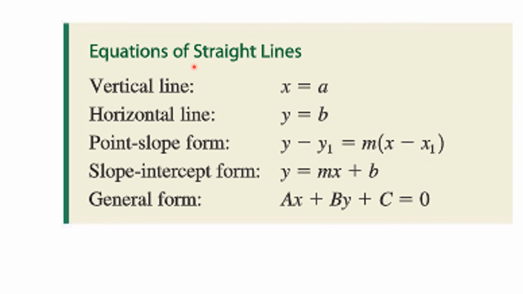To summarize then, we have equations of straight lines. A vertical line has an undefined slope, and that's in the form x is equal to a constant. A horizontal line has a slope of 0 and is of the form y equals b, a constant. The point-slope form is y, the variable, minus the y coordinate is equal to m, the slope, times x, the variable, minus the x coordinate of the point. And if I have a line that has slope m and y-intercept (0, b), the slope-intercept form is y is equal to mx plus b, and the general form is given by this, which we just discussed.